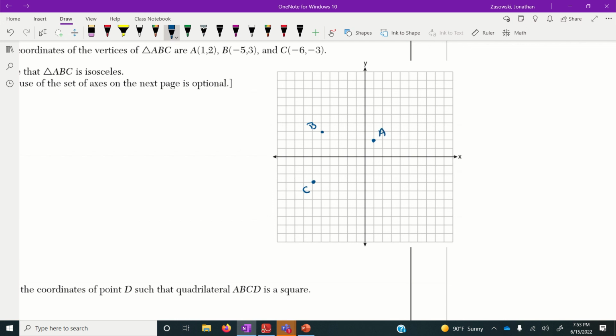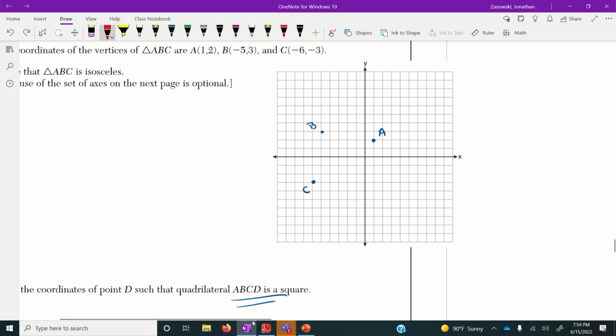All right. We want to figure out where this goes. Now, it's important that you look at the name of the shape. It's A, B, C, D. So D has to be down here because it has to go in that order. Okay. Now, keep in mind that you're going to use your slopes to figure this out.